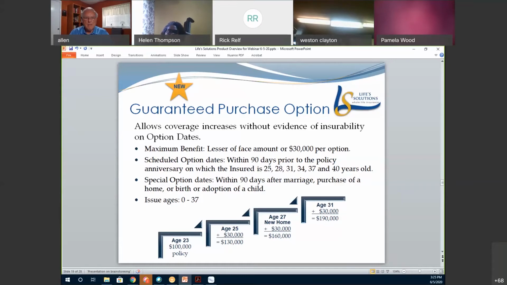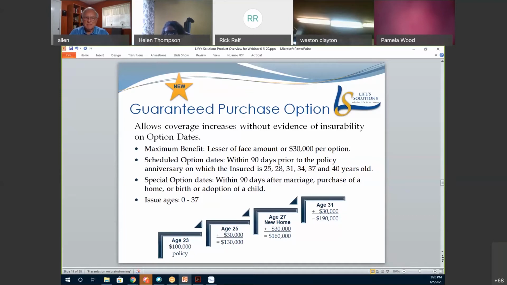Now they buy a home at age 27. Oh, they can take advantage again. They could get another $30,000 of coverage. Now they're up to 160. So they've added 60,000 without having to answer any underwriting questions. And then again at age 31, they could add another 30,000.